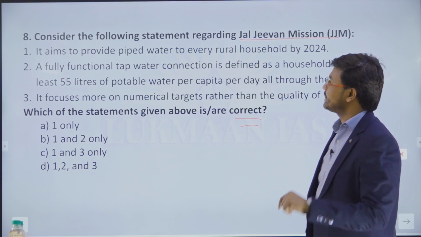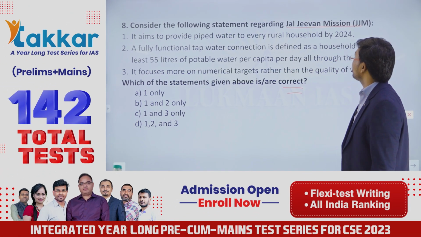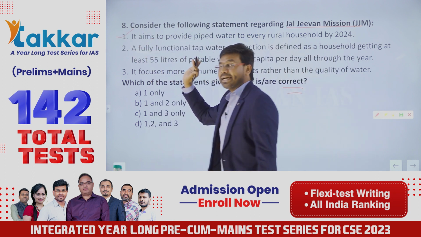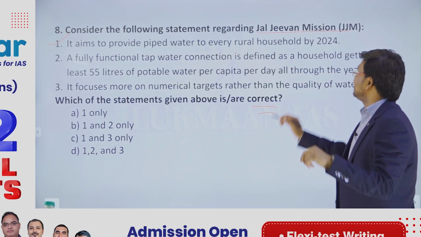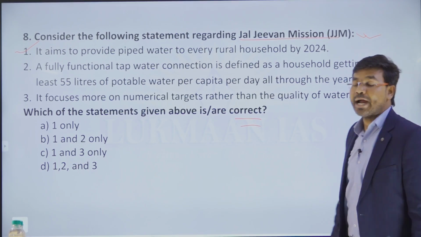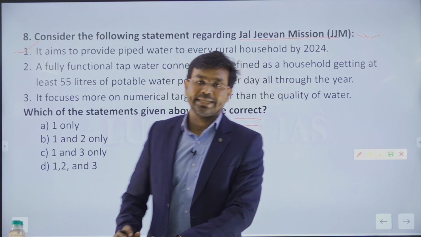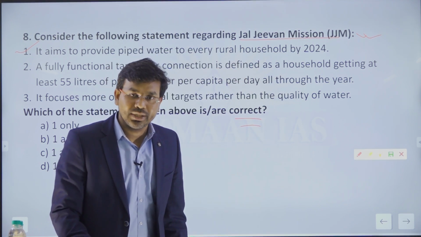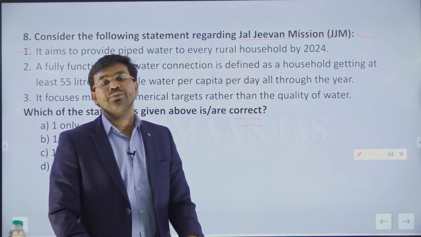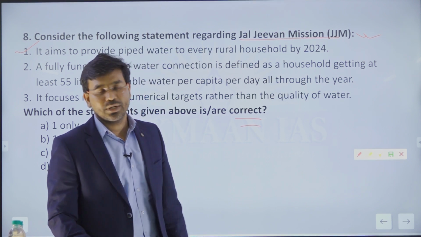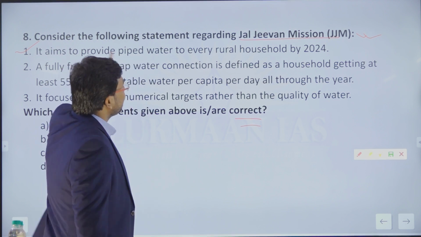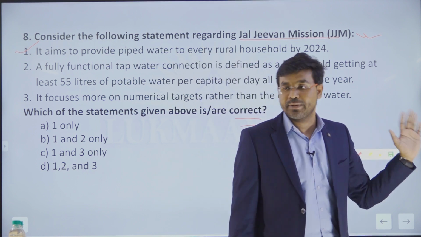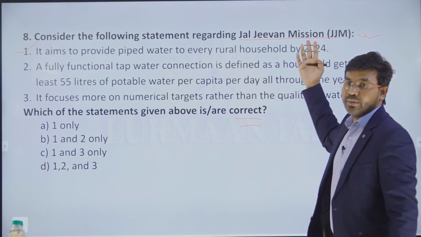Let us read the question. It says it aims to provide piped water to every rural household by the year 2024. This is correct information. Just for information, the Jal Jeevan Mission comes under the Department of Drinking Water and Sanitation, and that department works under the Ministry of Jal Shakti. The first statement is right. If you open the dedicated website of the Jal Jeevan Mission, you will come across this particular statement.